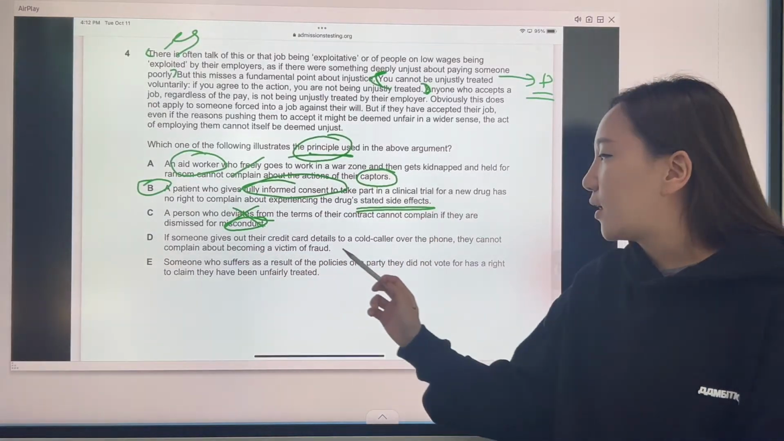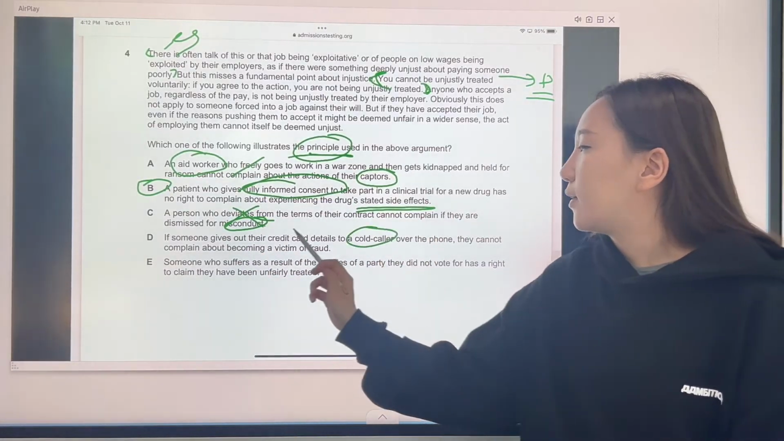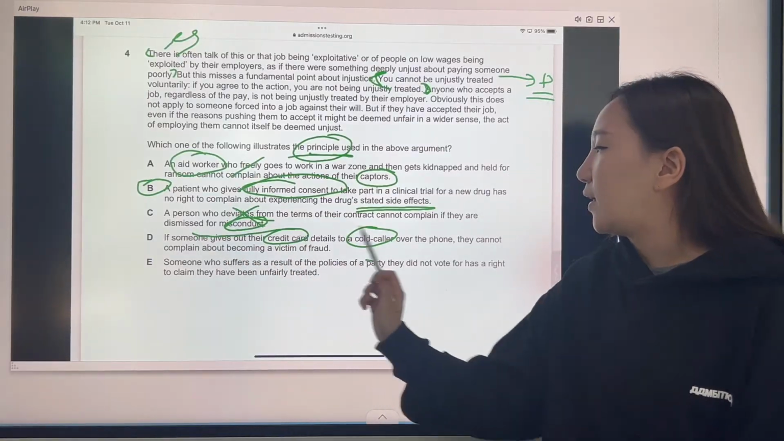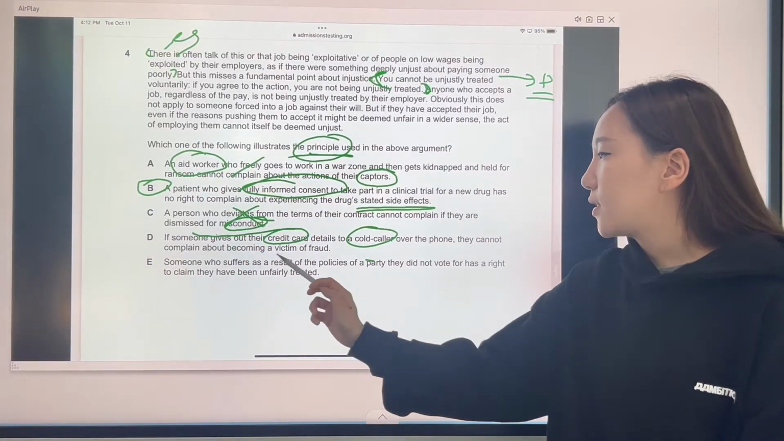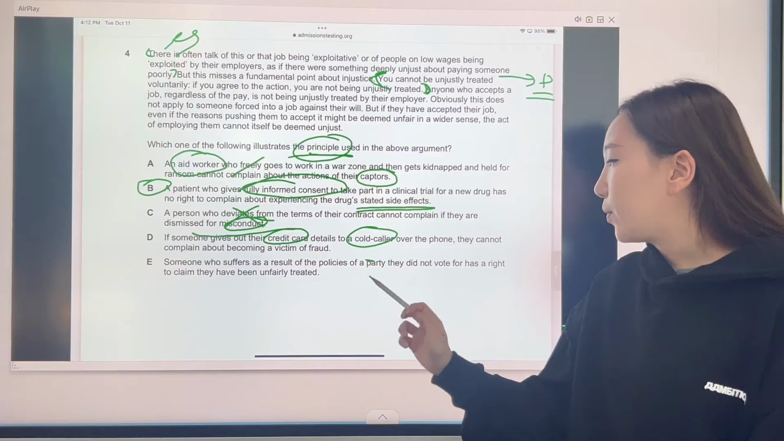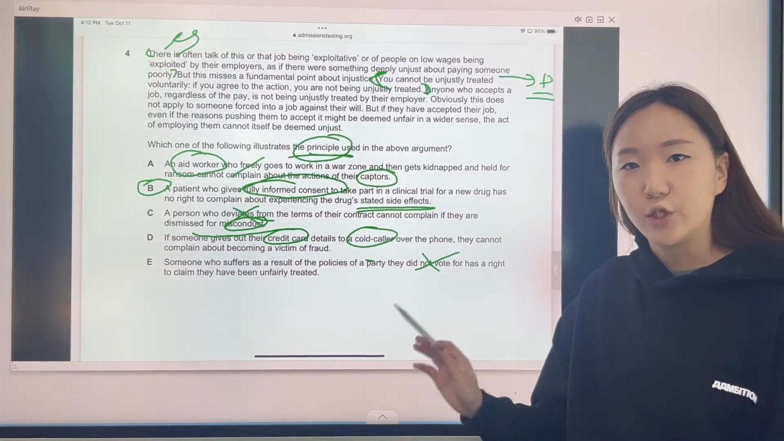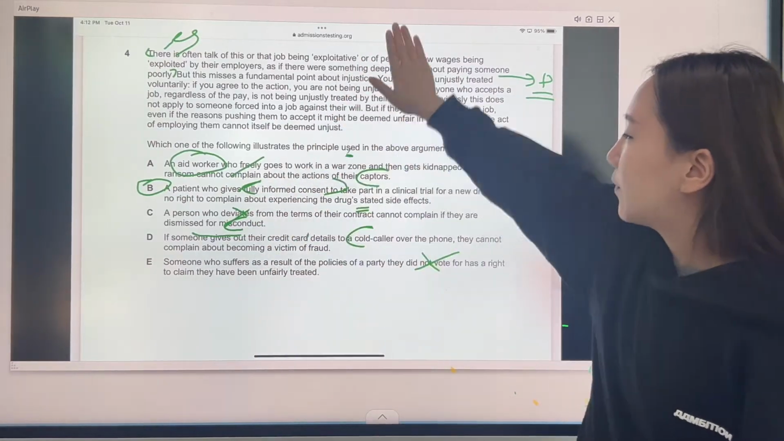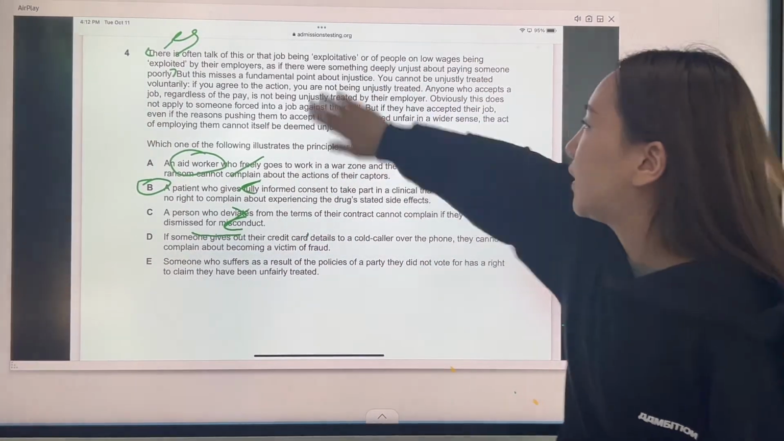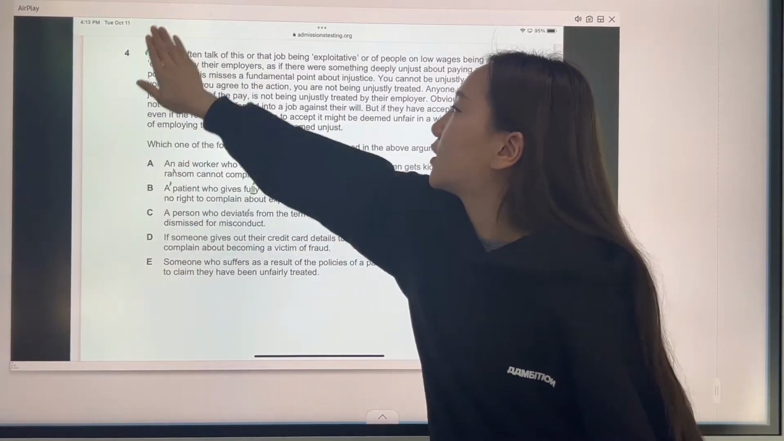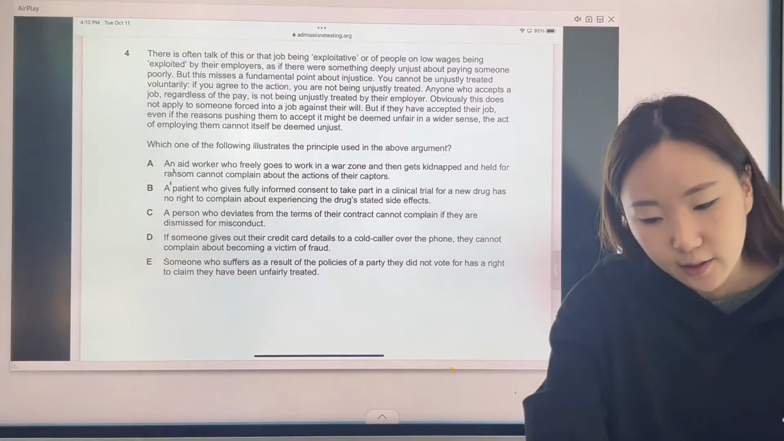If someone gives out their credit card details to a cold caller, again, this is not going to be the kind of relationship we want. And someone who suffers as a result of the policies of a party they did not vote for, there's not even any engagement between the two here. So principle is surprisingly, once you get used to picking out the correct sentence, it's actually not too tricky, I hope.